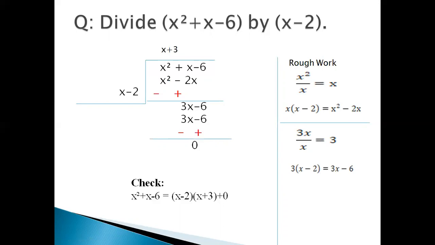In subtraction, we have to change the signs of the second term. So this minus will change into plus. Here the sign with x square is plus, so it will change into minus. So x square minus x square will cancel out, and plus x and plus 2x is 3x, and we will take the next digit in the division, 3. Now we have 3x minus 6.